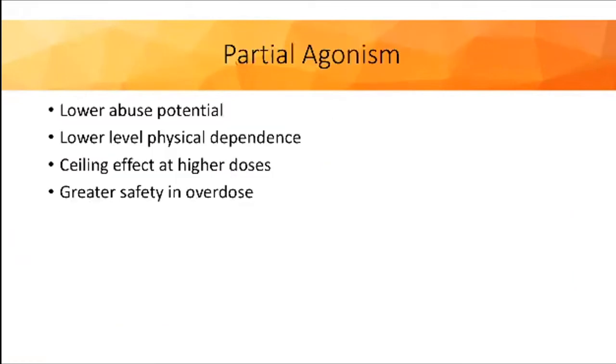So to recap, with partial agonists: lower abuse potential, lower level of physical dependence, ceiling effect at higher doses, and greater safety for overdose.